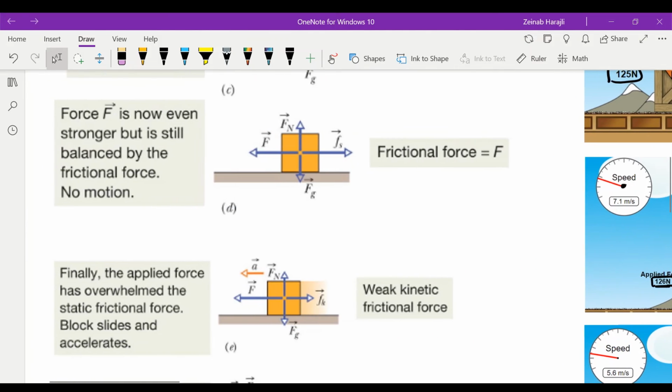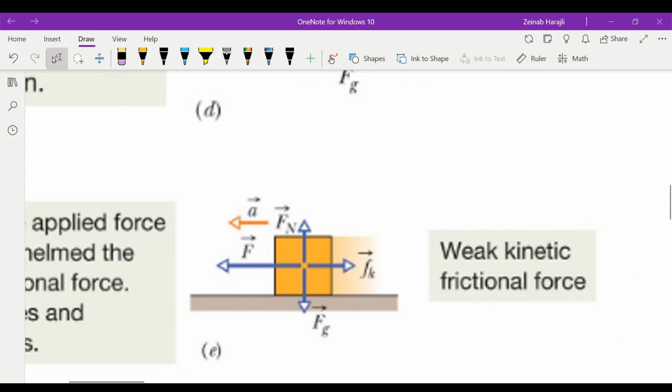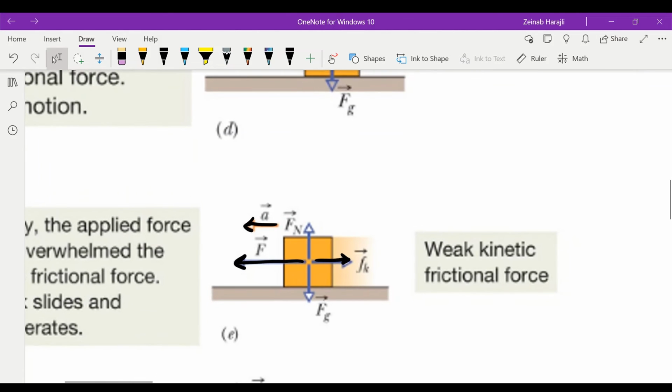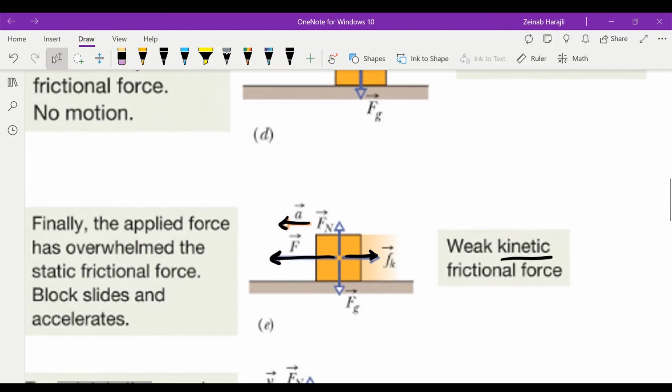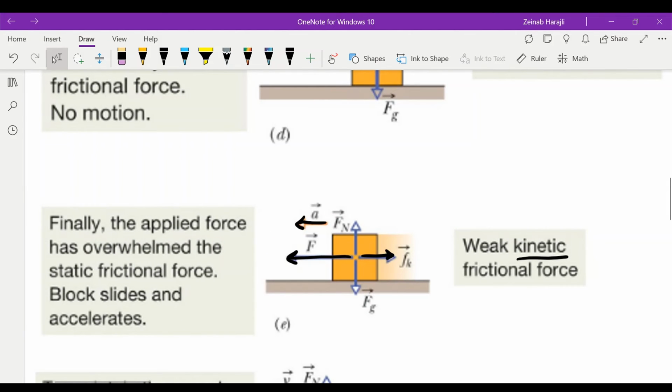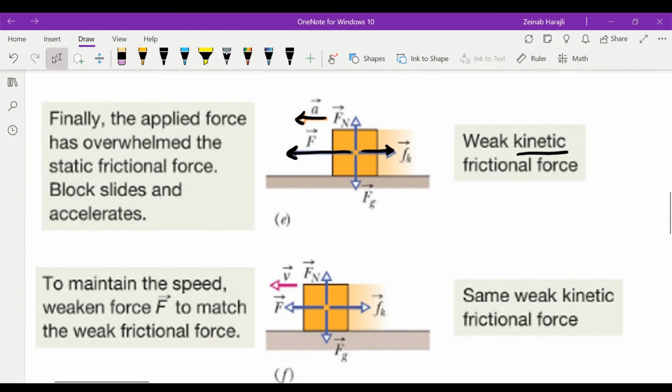We can see here a free body diagram showing the situation where the crate is set in motion. So this is the applied force. The friction is opposing it. And now we have a non-zero acceleration. But the friction now is called kinetic friction. It's not static friction. Now the box is moving and accelerating in the direction of the net force.